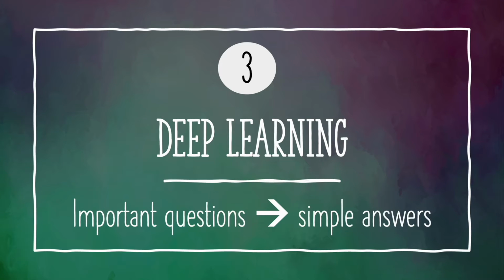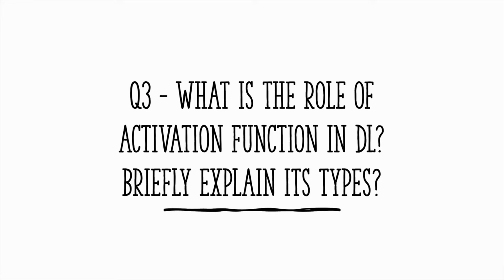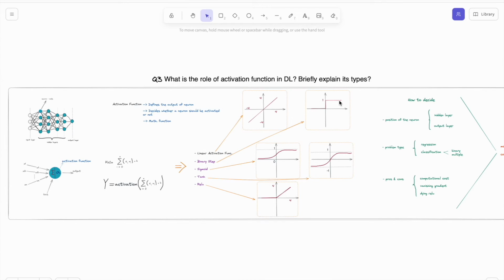Hello everyone, this is the third question of the Deep Learning Important Questions Simple Answers series. What is the role of activation function in deep learning, and briefly explain its types. To answer this question, first of all, let's look at the neural network architecture.